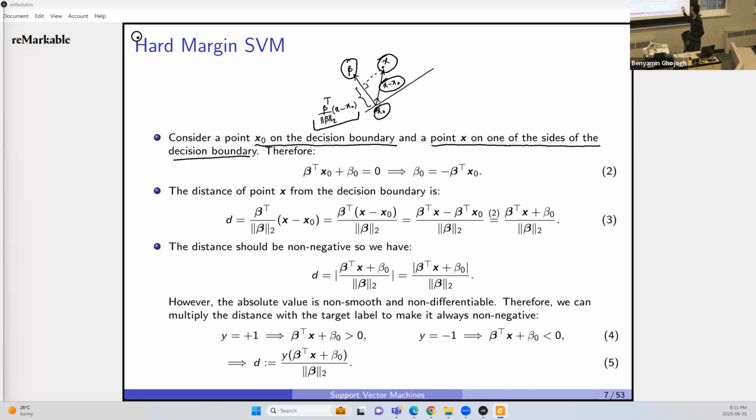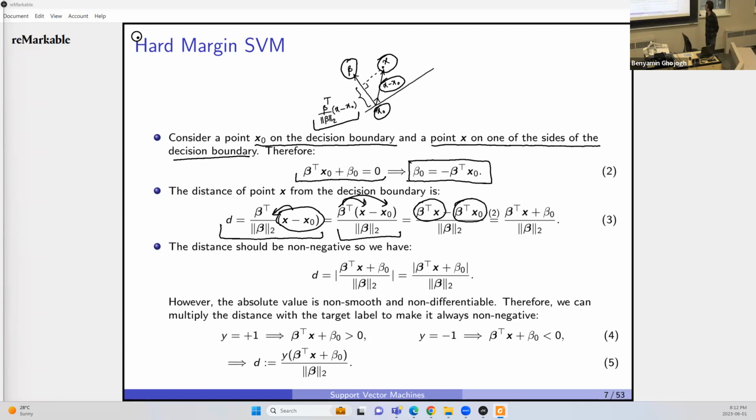By the way, as x0 is on the line, it should satisfy the equation of the decision boundary, the linear equation. So beta transpose x0 plus beta 0 equals 0. Let's rearrange that, it gives us beta 0. Now the distance of point x from the decision boundary, as I told you, is beta transpose (x minus x0), normalized by the length of beta. If beta is already normalized, the L2 norm of beta becomes 1, so I can bring it to the numerator. I apply beta transpose inside the parentheses, so I have beta transpose x minus beta transpose x0 over the L2 norm of beta. I use equation 2 here, so rather than minus beta transpose x0, I use plus beta 0.